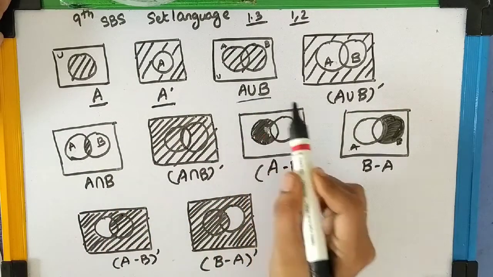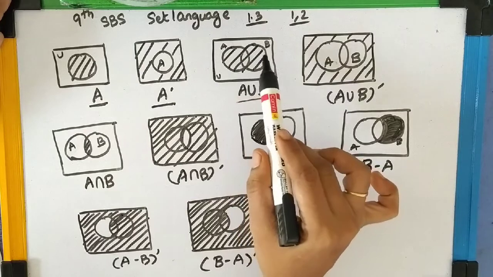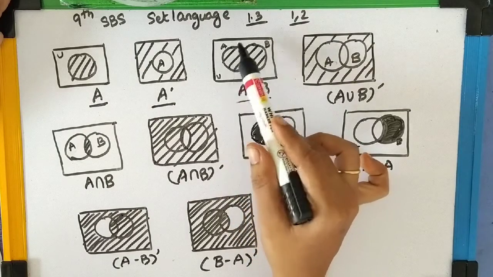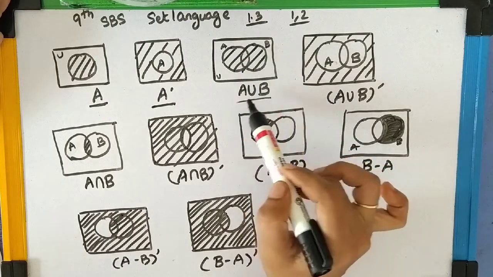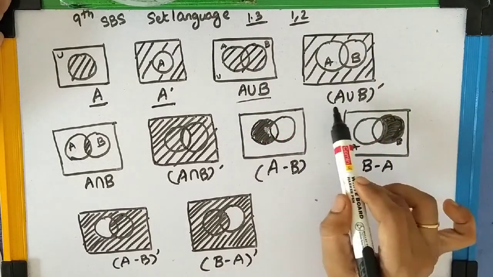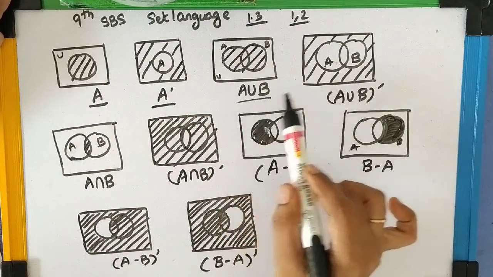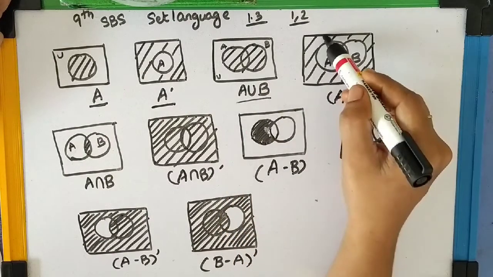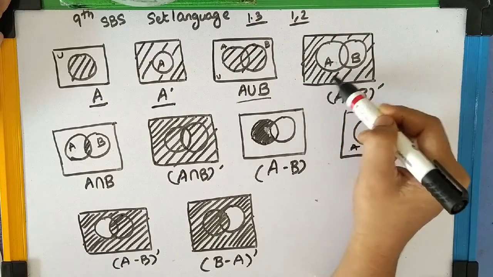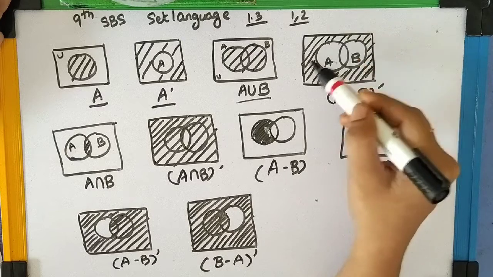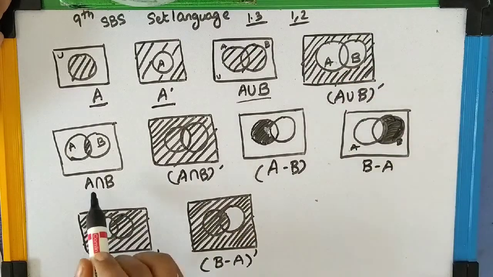Now A union B. What is A union B? All the elements in A and B, isn't it? So we have to shade the entire A and B. Now what is A union B whole dash? We have to shade the entire universal set except A union B. That is the meaning of A union B whole dash, that is the entire set other than A union B.